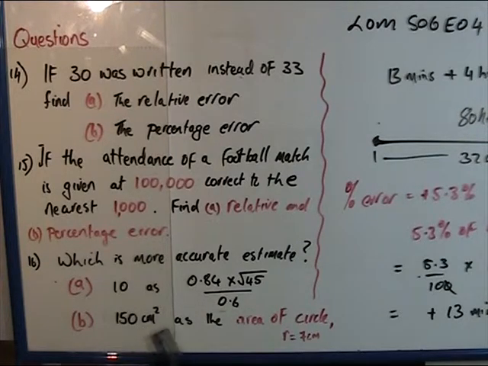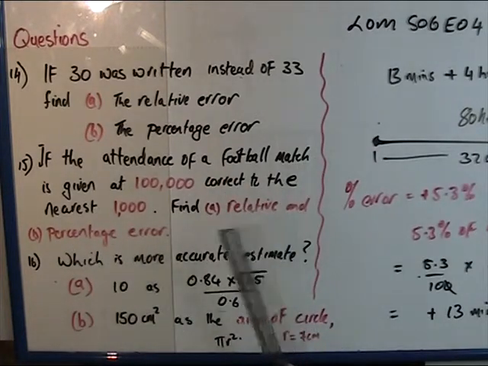Or 150 centimeters as the area of a circle, taking r is equal to 7 centimeters. The area of a circle is equal to pi r squared. Okay, now I haven't got my tables here with me, but it is pi r squared. Now, a lot of this you have to start working out yourself, and practice is the whole idea here.